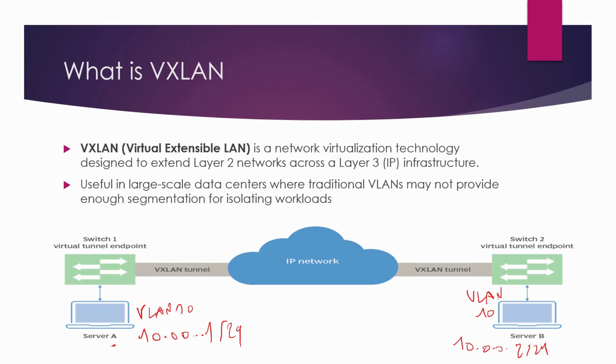But in the middle, the two servers are in different locations, okay? So now we need to keep VLAN 10 and keep the networks communicating with each other, but in different locations. So in this case, we use the technology called VXLAN.